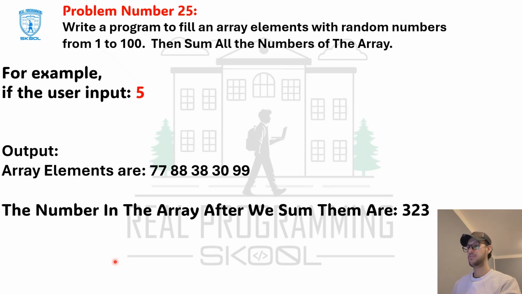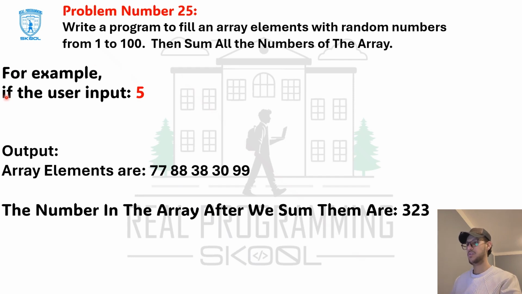Today we're going to have problem number 25. It's about writing a program to fill an array's elements with random numbers from 1 to 100, then sum all the numbers of the array. Also exactly the same as the previous two problems. This time we're just going to sum all the random numbers that the compiler returns and show them to the user on the console screen.